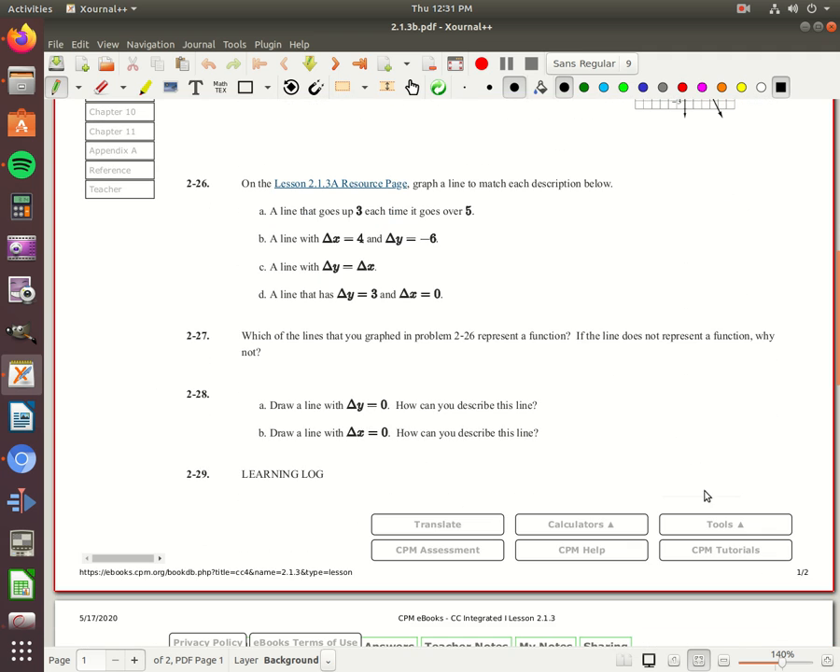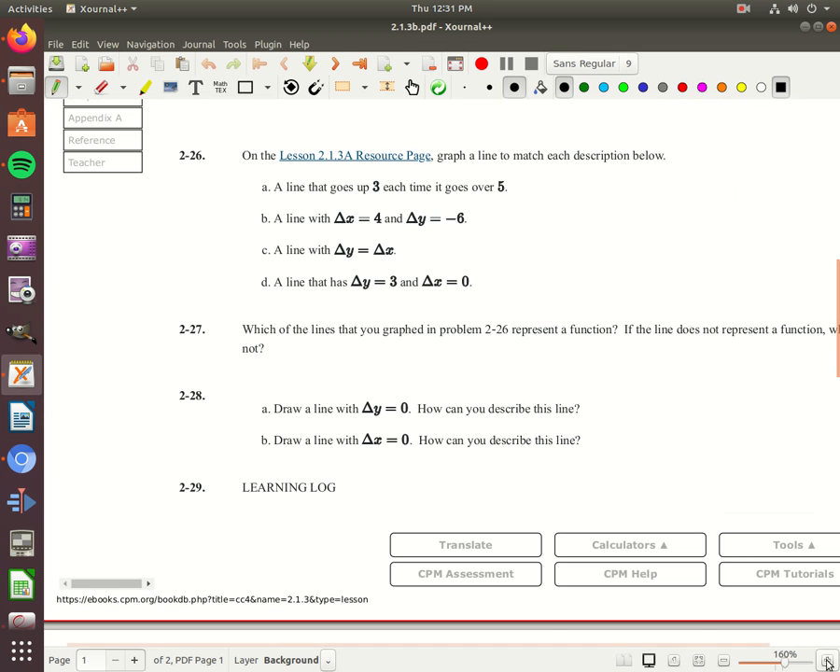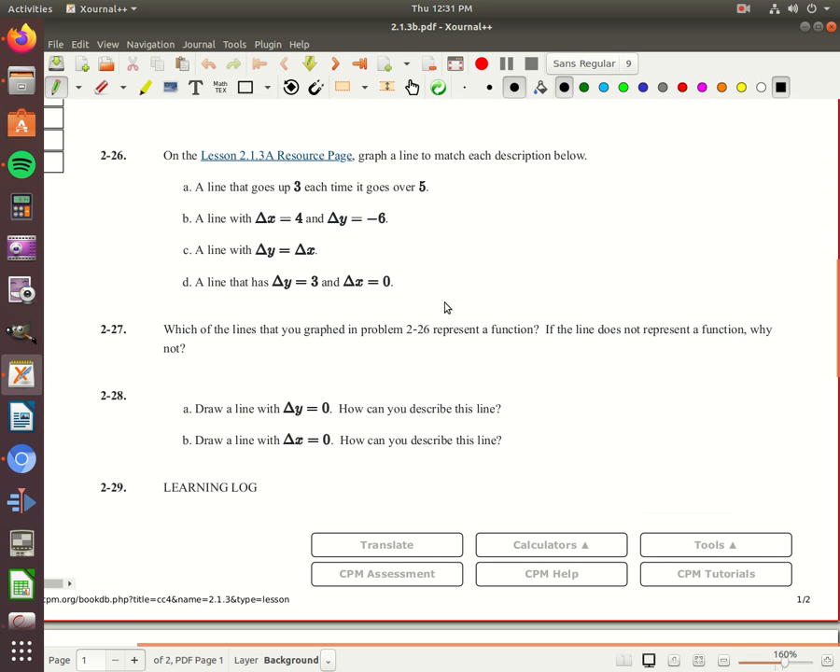So which of the lines graphed represents a function? We said that the first 3 did and that D didn't. The line doesn't represent a function because it had multiple outputs for one input. Okay, 228, draw a line with a change of y of 0.